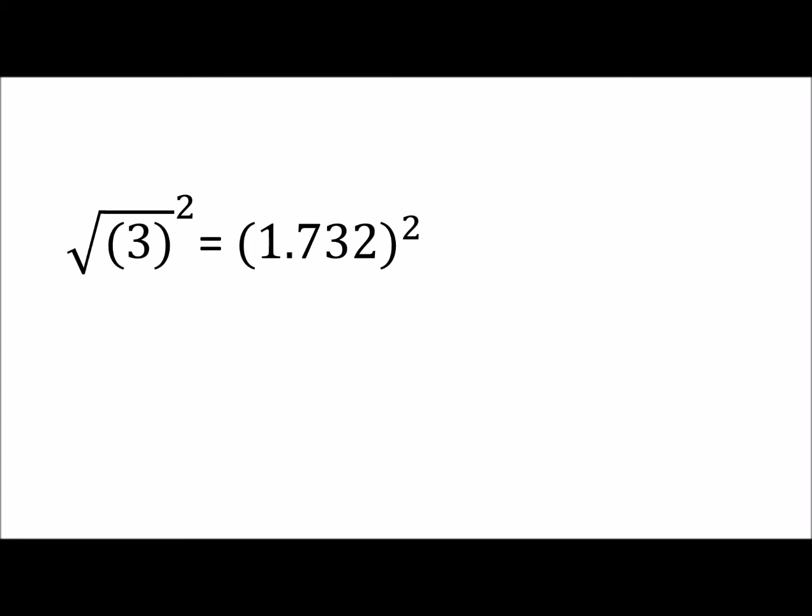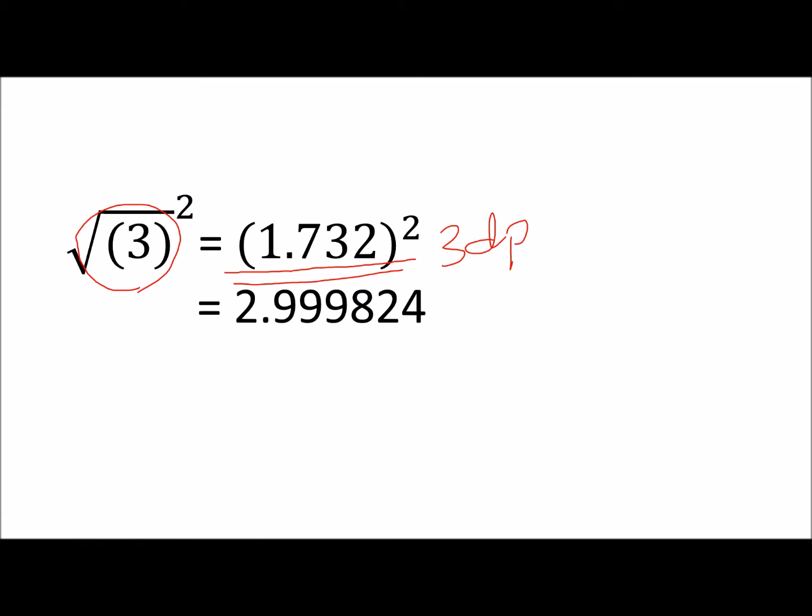We can punch square root of 3 into a calculator and that will give us a very long number, which we can round off to 3 decimal places to have 1.732. Then we get the 1.732 and square it again, and our answer will be 2.99824. We can also calculate it directly. Square root of 3 squared will give us the answer 3 directly.